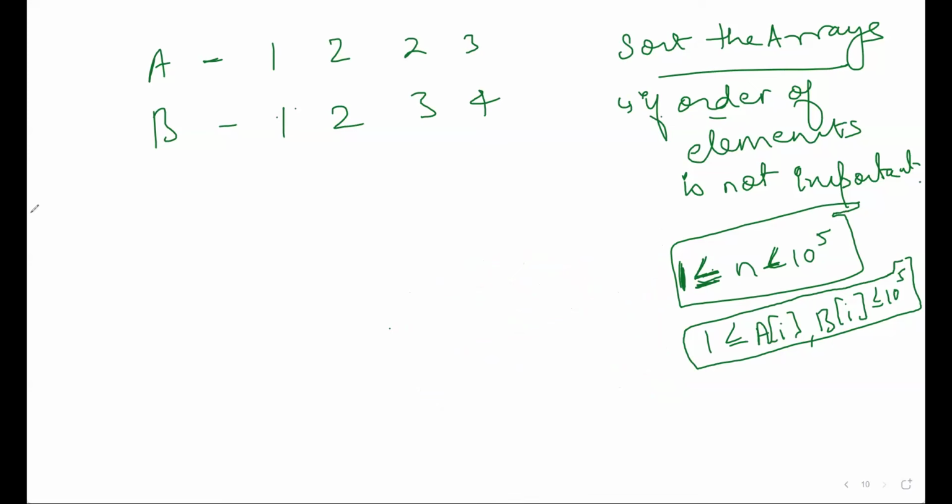Now moving forward to the answer. We have this constraint also given: your array does not contain very big elements. It contains only elements from 1 to 10 to the power 5. Okay, let us go like this. What can be the brute force way?